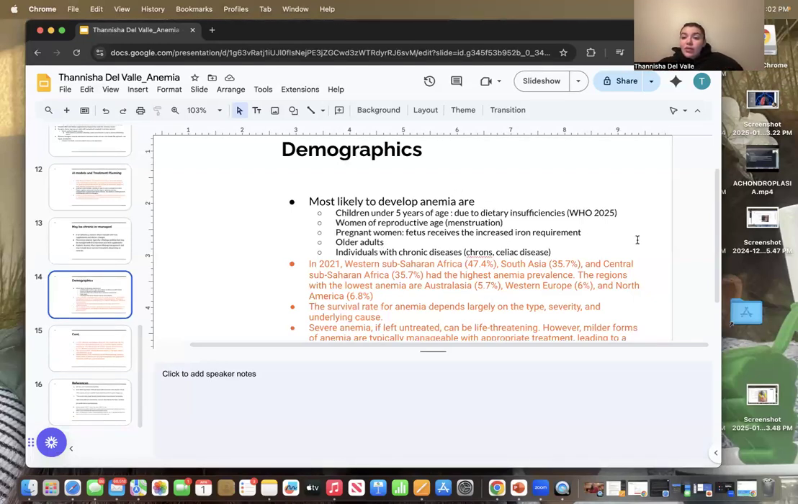Older adults also have a prevalence of getting anemia, and individuals with chronic diseases like Crohn's, celiac disease, and kidney diseases. In 2021, Western Sub-Saharan Africa was at 47% for anemia, South Asia coming in second at 35%, and Central Africa at 35.7%. The regions with the lowest anemia would be Australia, Western Europe, and North America, all ranging between 5 and 6%.